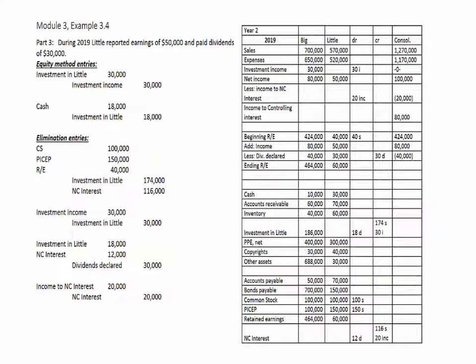We finish our statement of retained earnings, again working our way down to get that subtotal, which we then transfer down to the balance sheet as ending retained earnings. And then we finish the consolidation of our balance sheet, adding across all of our various assets, liabilities, and equity accounts, including our non-controlling interest at the very bottom.